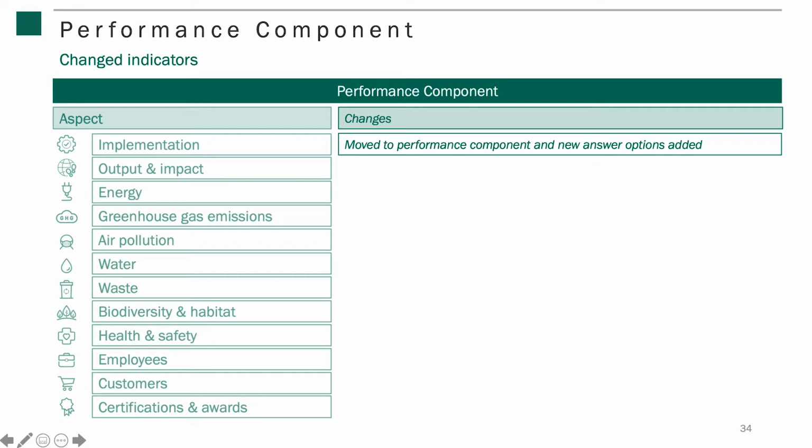The first aspect is implementation, which was moved from the former management and policy dimension to the performance component and considers any ESG-related actions that were implemented during the reporting year. Some new answer options have been added to allow investors to better compare actions.